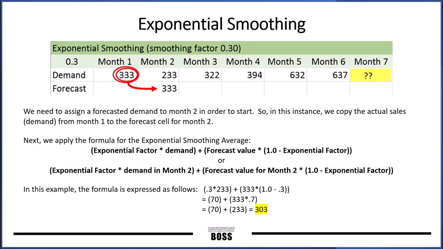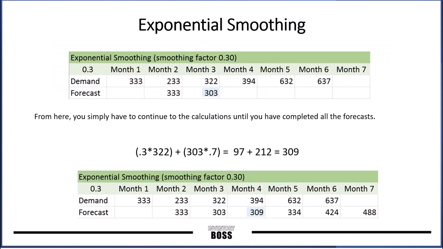We're going to continue to move forward until we can actually forecast month number 7. So let's see what that looks like. So like I said, we put 303 in for the forecast for month number 3, and then we just continue to extrapolate those values all the way until we get to month number 7, and month number 7 is quite low. And the forecast for month number 7 is 488, which intuitively is not enough.